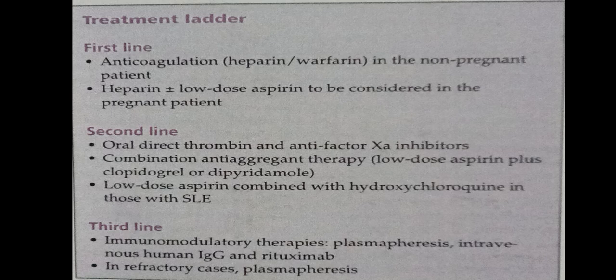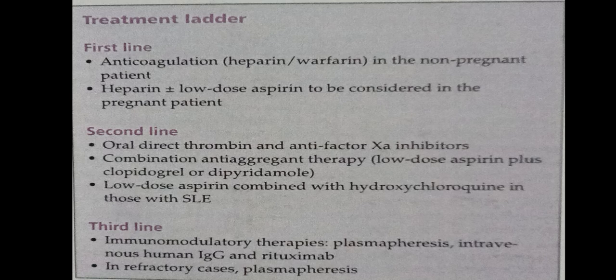Second line treatment options are oral direct thrombin and anti-factor Xa inhibitors, combinations of anti-aggregant therapy which include low dose aspirin plus clopidogrel or dipyridamole, and low dose aspirin combined with hydroxychloroquine in those with SLE. These are the second line treatment options.